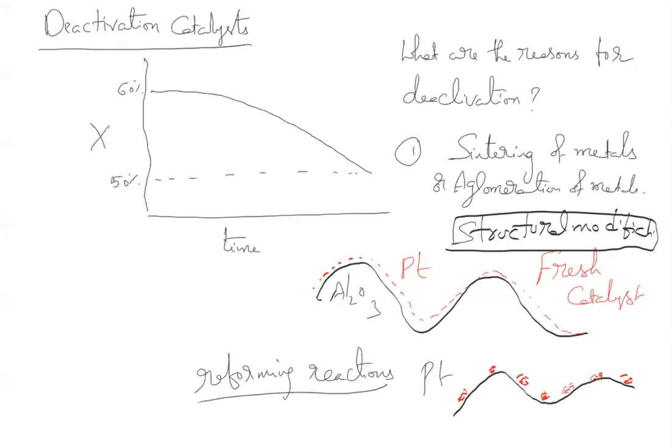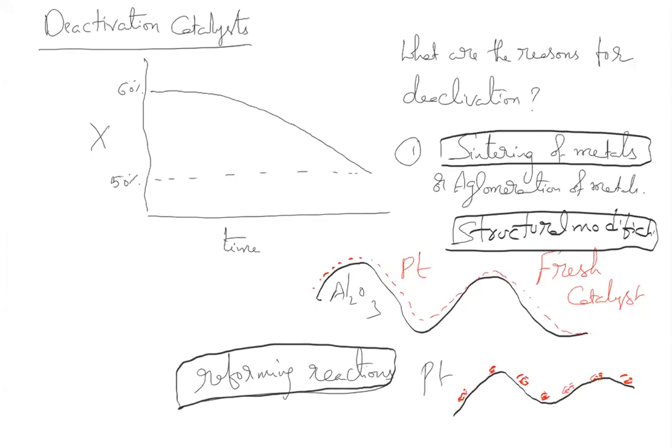One of the reasons is sintering of the metals, or agglomeration of the metals. One example is reforming reactions, where the catalyst is platinum. So this is how a support is there. On the support, the fresh catalyst of platinum is dispersed, something like this. That means it is a clearly uniform dispersion on the surface.